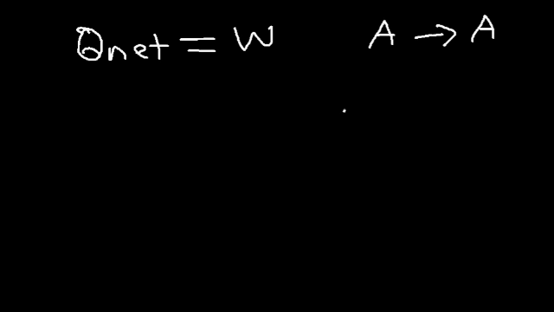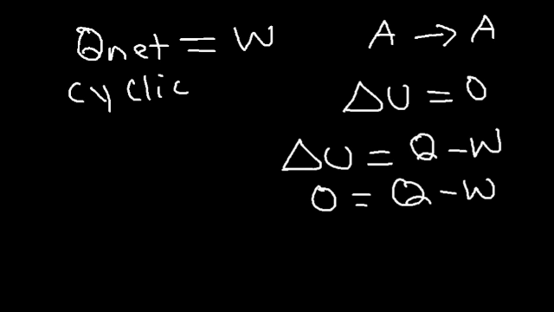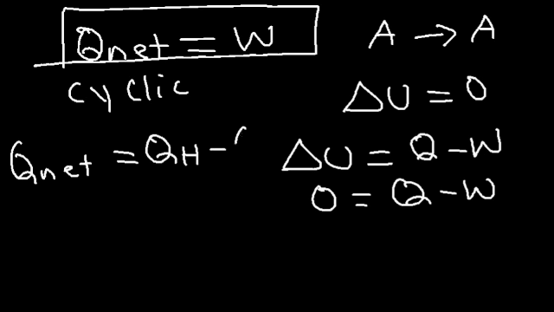And also, the net heat flow during a cyclic process is equal to W, because as you start from position A, going to B to C to D and back to A, going from A to A, the change in internal energy is 0. And since delta U is Q minus W, if delta U is equal to 0, that means Q has to equal W. So for any cyclic process, the total heat flow, or the net heat flow, is basically W. The net heat flow is the amount of heat that enters the system minus the heat that leaves the system.